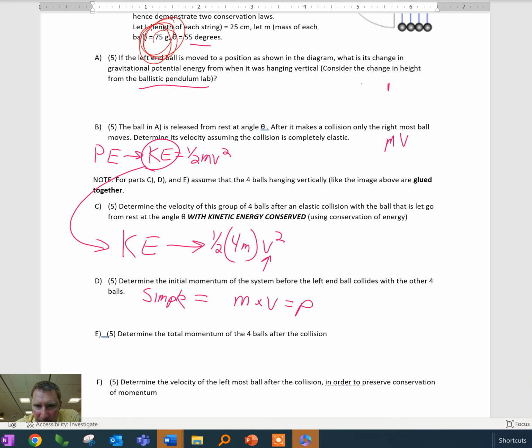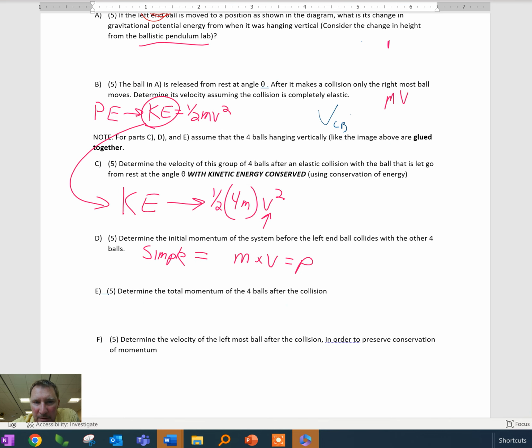A is just coming up with energy. In B, you're coming up with the velocity of the leftmost ball. Then in part C, what's going to happen is you're going to take the potential energy from part B and use that as the kinetic energy for part C.